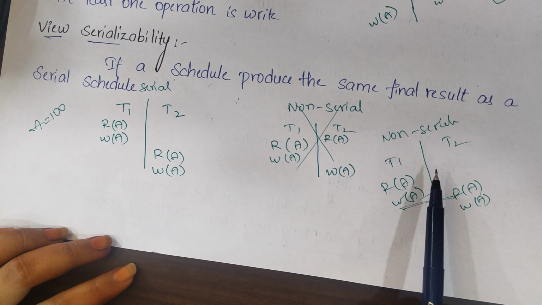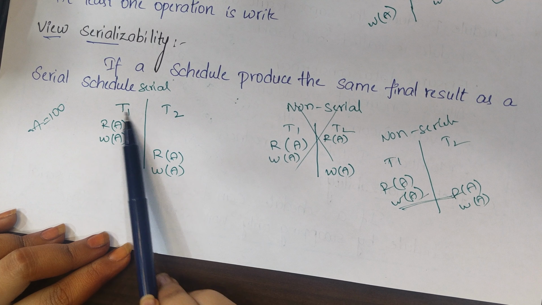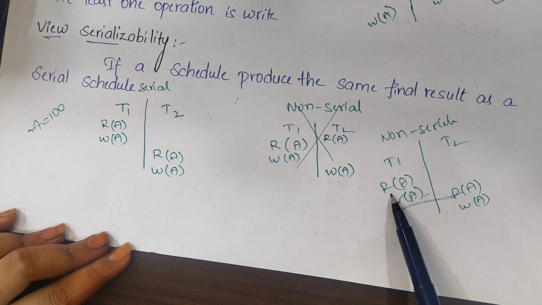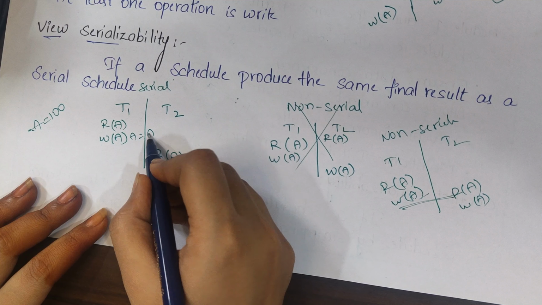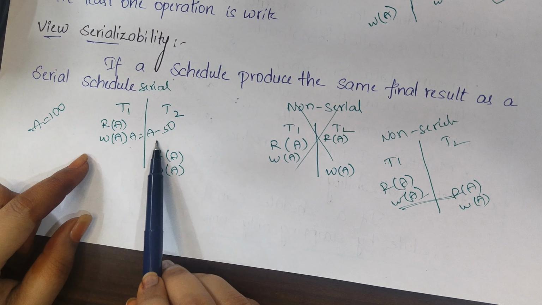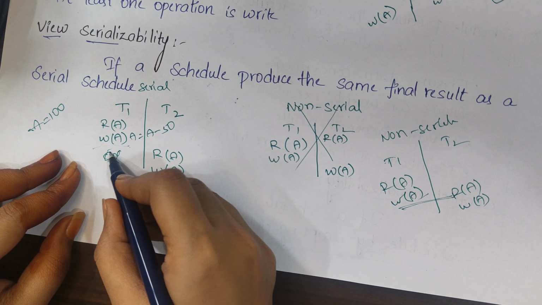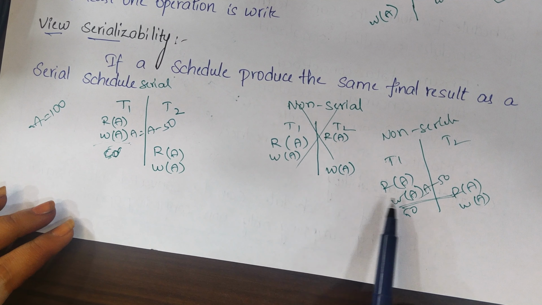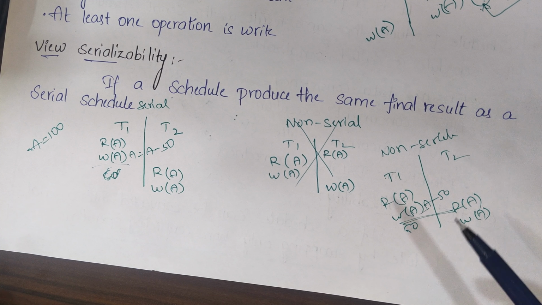Let me consider another example. In both cases, at the start we are reading from the same transaction, right? Here we are reading from transaction 1 itself, and here also we are reading from the same transaction. Let's consider here we are writing A equals A minus 50 rupees. So the value will be left as 50 only here, right? Here also if we are doing the same, we are left with 50. The answer is the same, so view serializability is satisfied here.